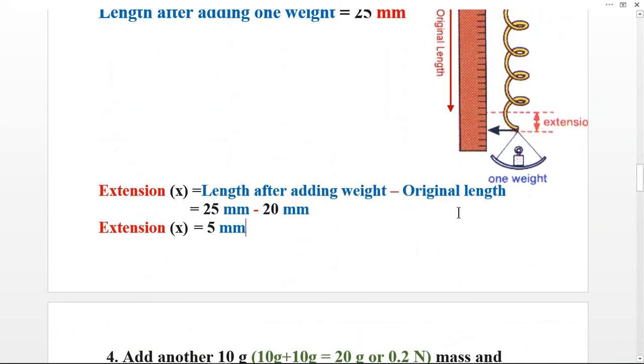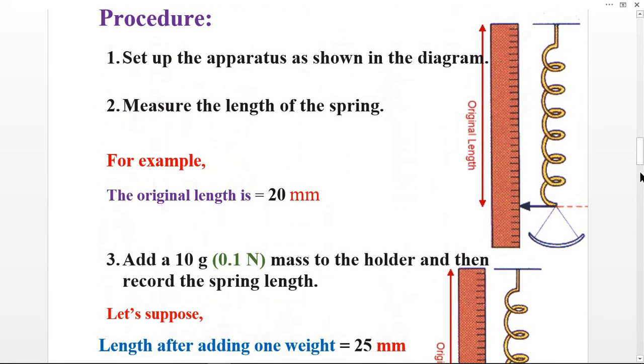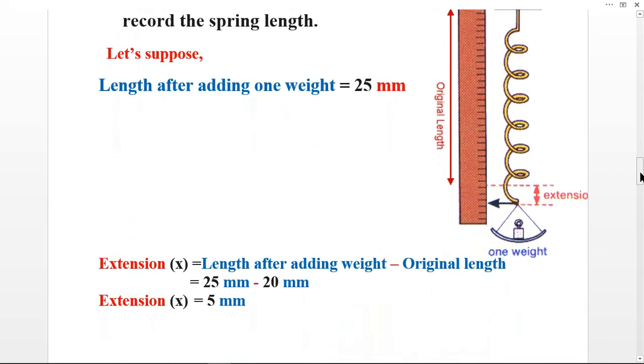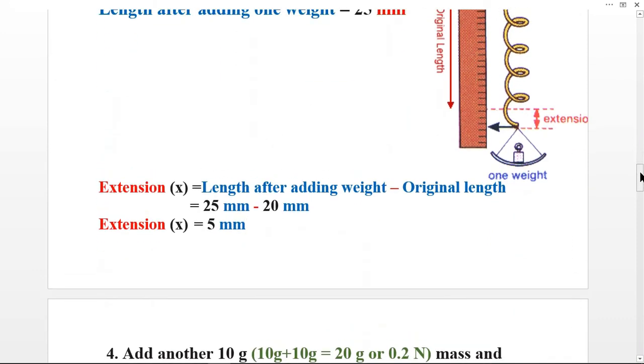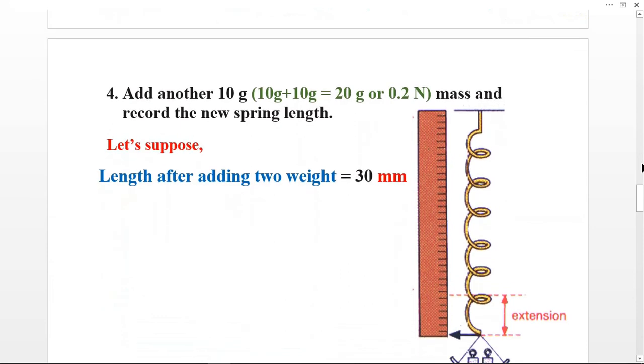Once again, if you want to find the extension, how are you going to find it? First of all, you take the value of the length before adding any weight. Then you take the length of the spring after adding the weight. You subtract both of them and you get the extension. Now, if you continue adding more and more masses, there will be more and more extension.